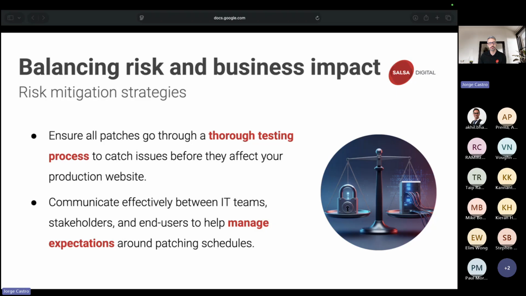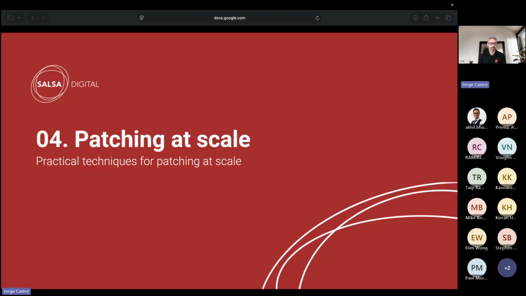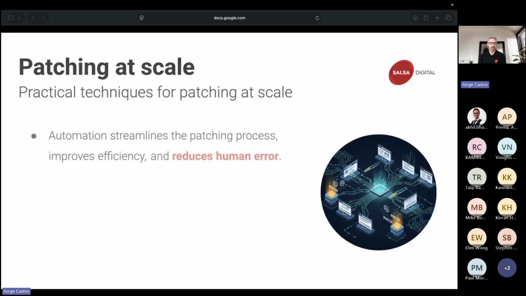Explain what the patching achieves. If it's a critical patch, explain the situation and how it will help them continue to use the platform that they use.